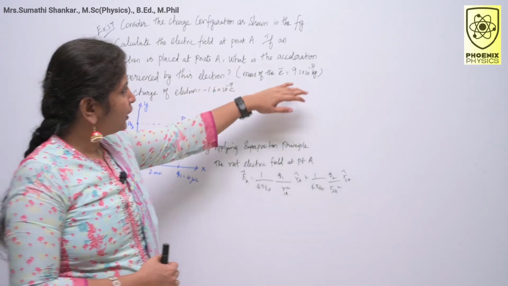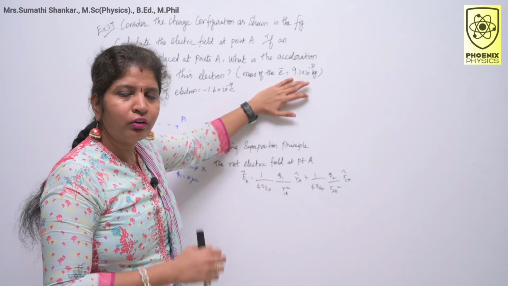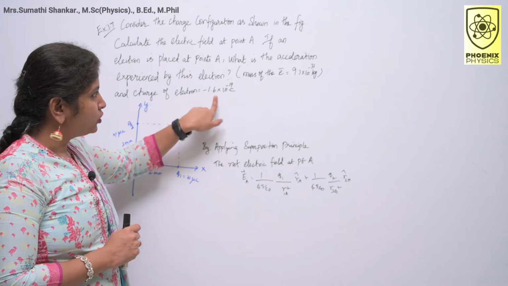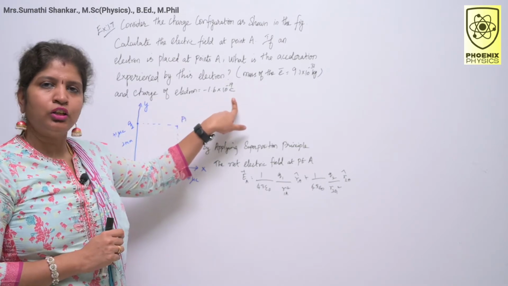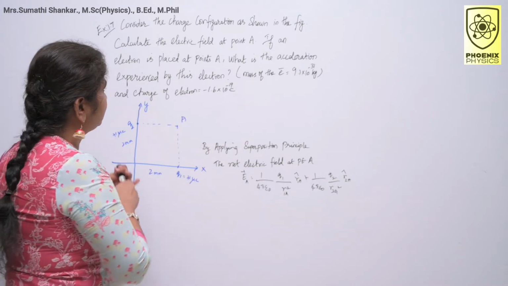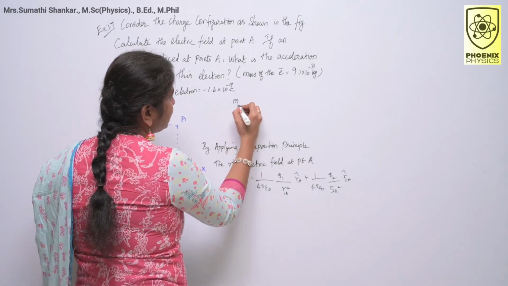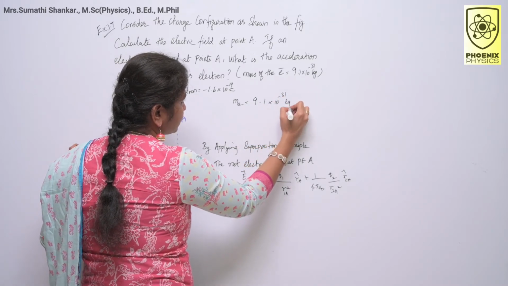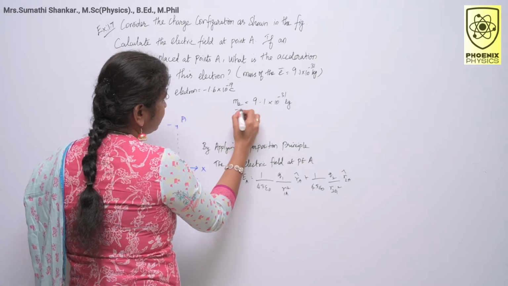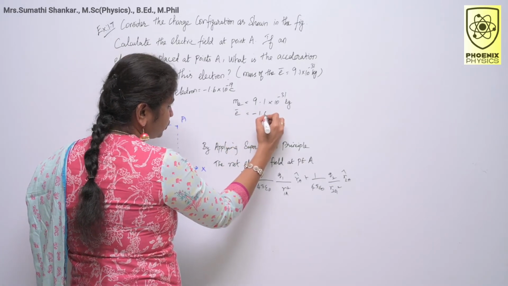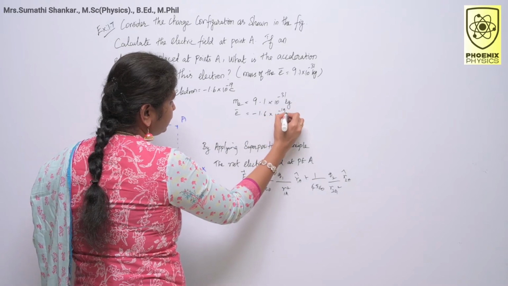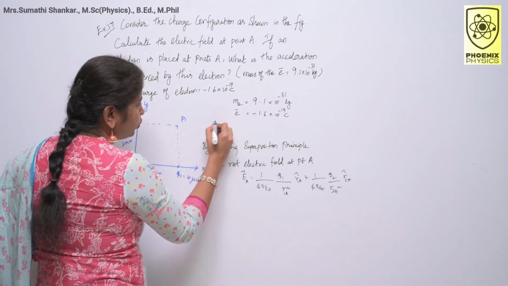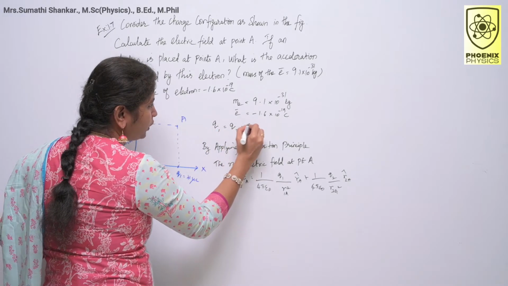Here the mass of the electron is given as 9.1 × 10^-31 kilogram. The charge of the electron is given as -1.6 × 10^-19 coulomb. What is given? The mass of the electron, Me, is 9.1 × 10^-31 kilogram. Then the charge of the electron is -1.6 × 10^-19 coulomb. We have two charges Q1, Q2. Q1 is equal to Q2 is equal to 1 microcoulomb.